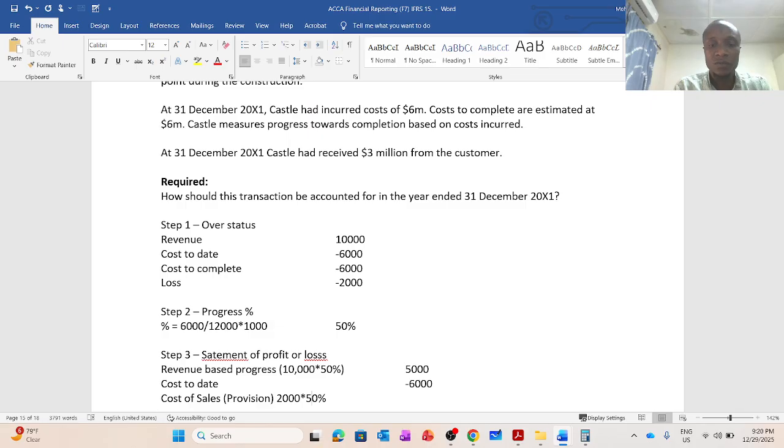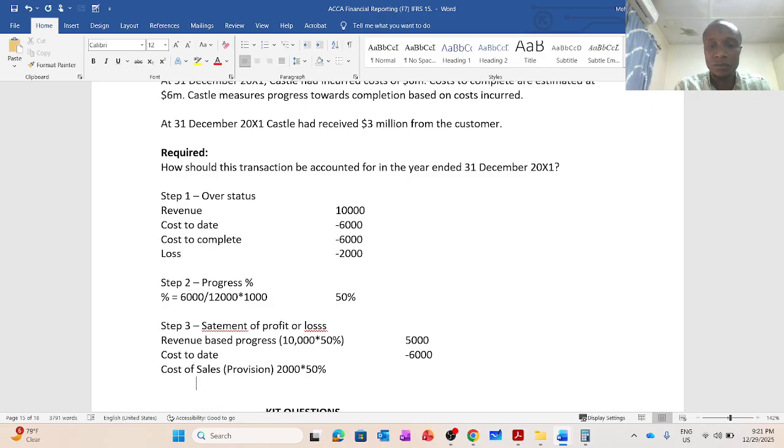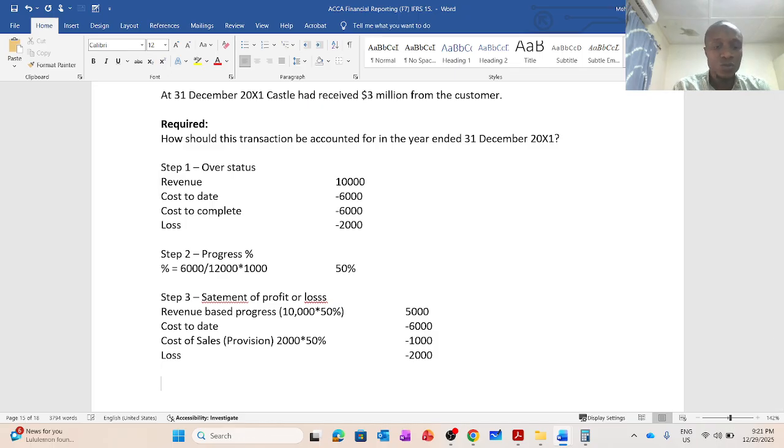So now, 2 minus 1,000. So now there's a loss of 2,000 as well. Very clear. So now, what we need to do is step 4.